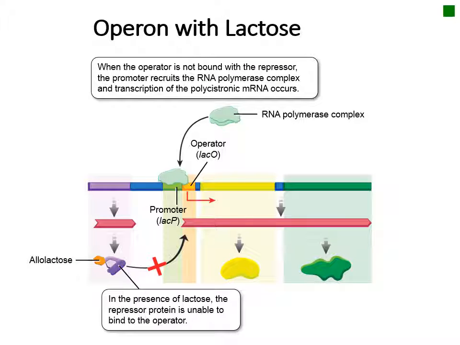When the environment changes and there is now lactose present, a small amount of lactose forms a molecule called allolactose. The allolactose binds to LAC-I, changing its conformation so it can no longer bind to the operator sequence. Since LAC-I is no longer in the way, RNA polymerase is now able to bind to the promoter and transcribe the necessary genes. Allolactose is called an inducer because it induces transcription by preventing the binding of LAC-I.